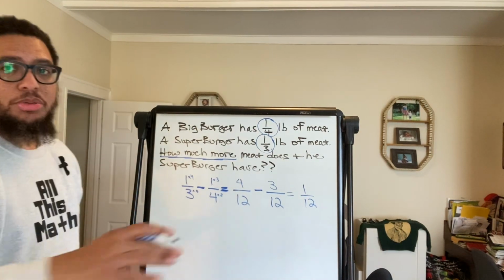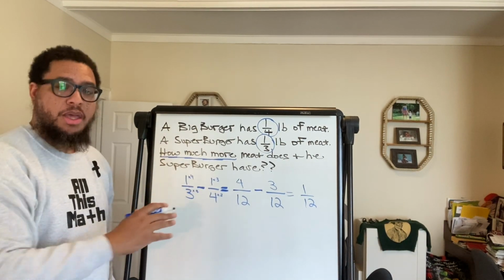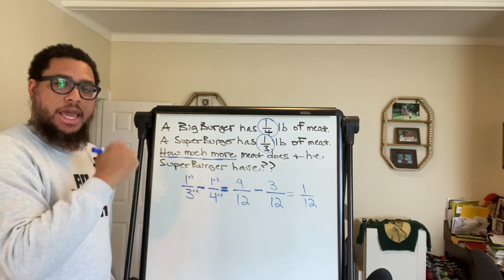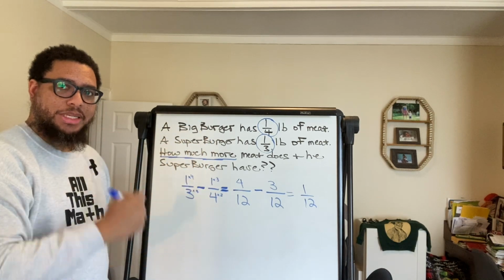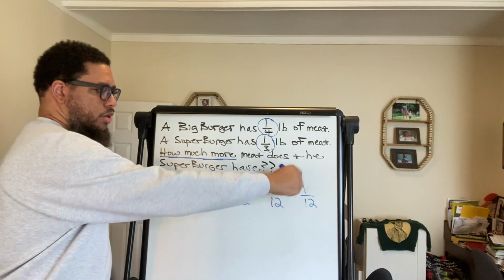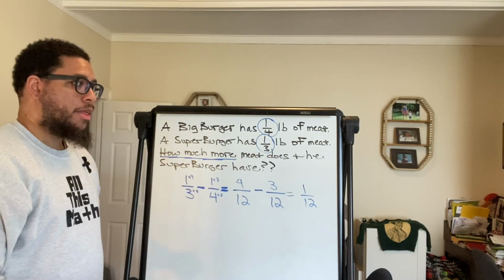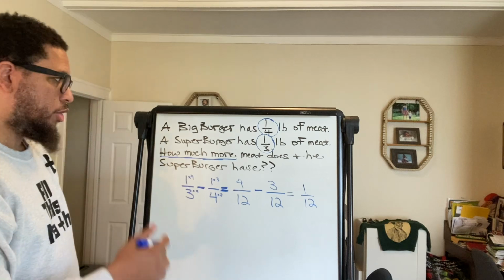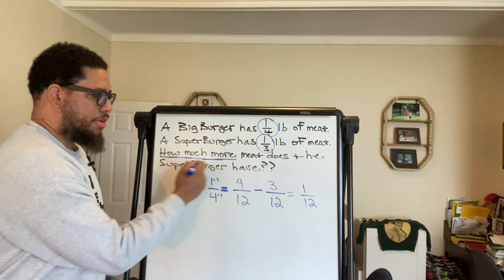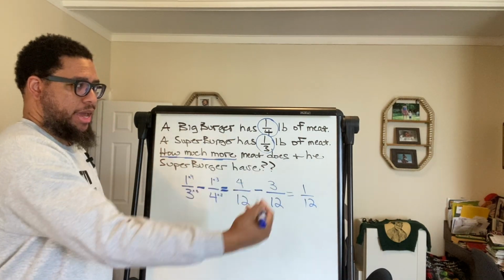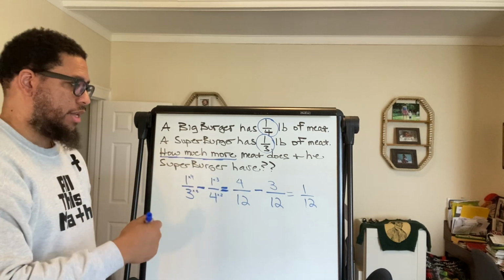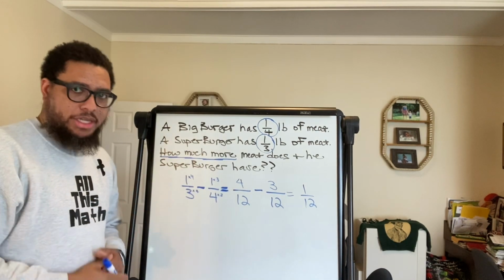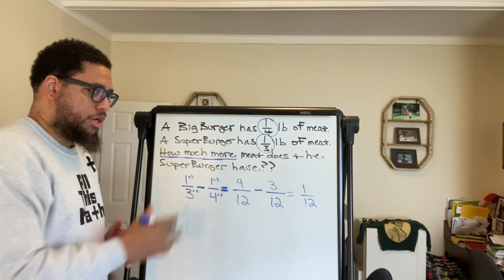That means that under normal circumstances, I'm not going to do all this up here, but I highly recommend, students, when you're answering word problems, answer the question in a complete sentence. Don't just say 1/12 of a pound. One way you could say it is, how much more meat does a super burger have? The super burger has 1/12 of a pound more meat than the big burger. That's a complete answer. That's a thorough way to express it.